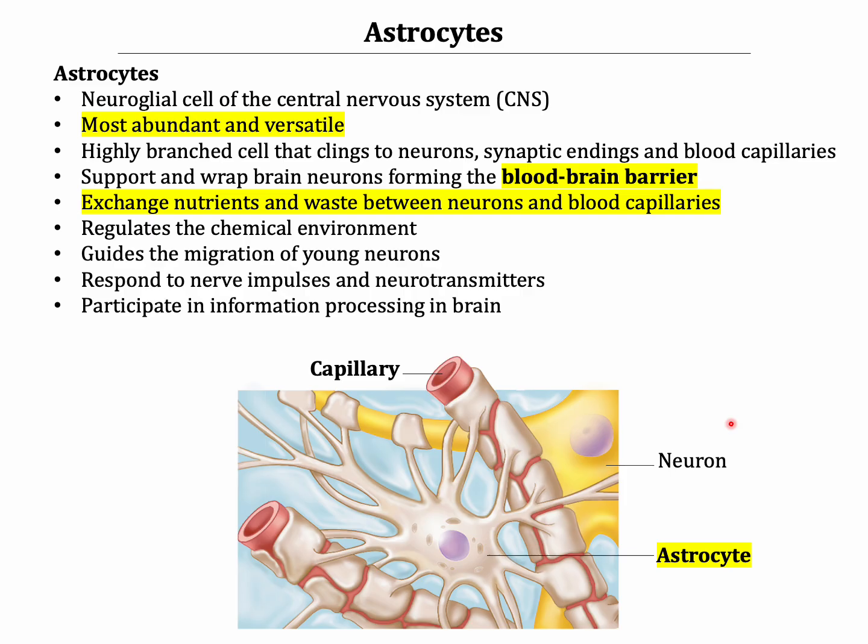There's only certain chemicals that can pass through this blood-brain barrier and affect the brain. There's many other functions that the astrocytes provide as well: regulate the chemical environment, guide young neurons during development of an embryo in the uterus, and even respond to nerve impulses and neurotransmitters. So they modulate a lot of communication amongst neurons, and many, many other functions. But stick to the real key characteristics here: most abundant neuroglial cell, and forms the blood-brain barrier.